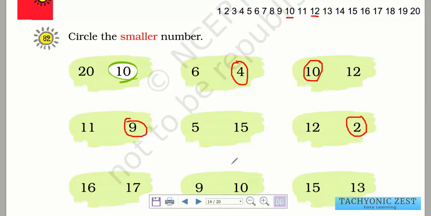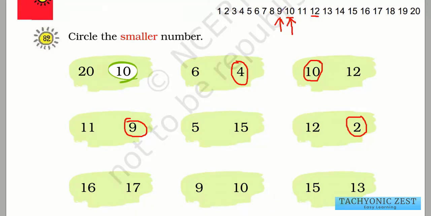Now next is 9 and 10, so we can see that 9 is here and 10 is here. We can clearly see that 9 comes before 10.